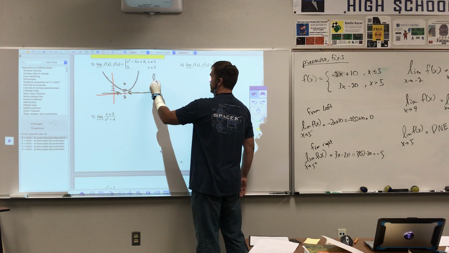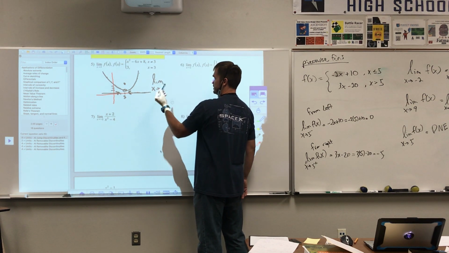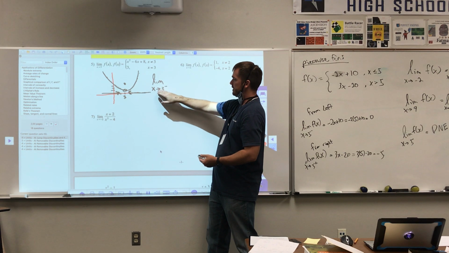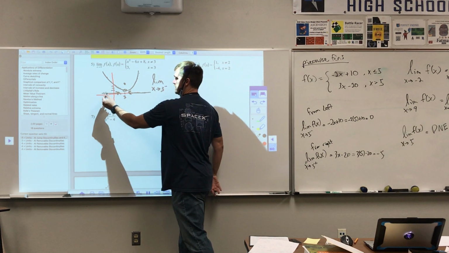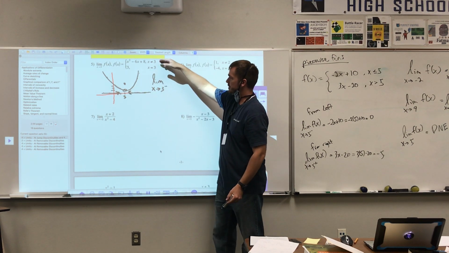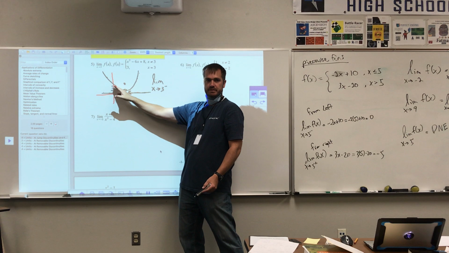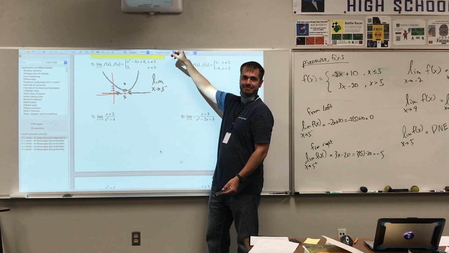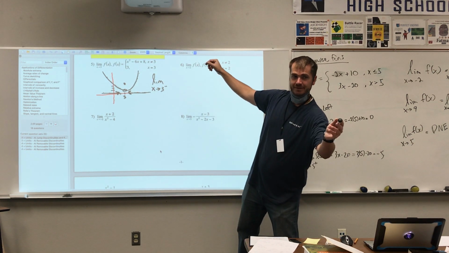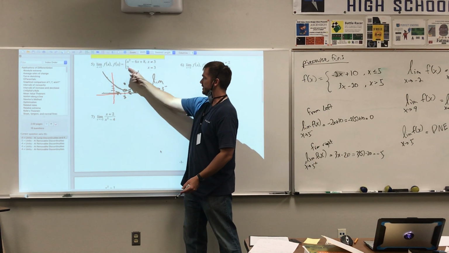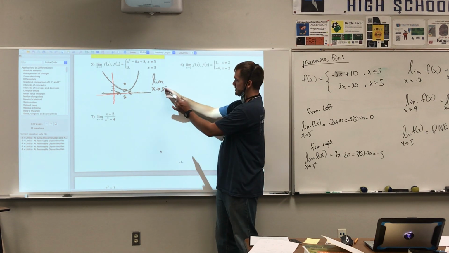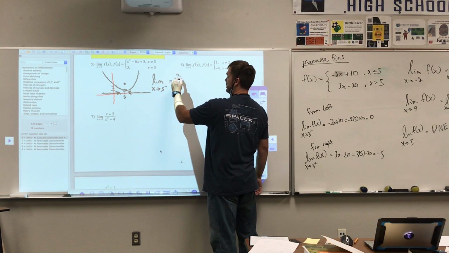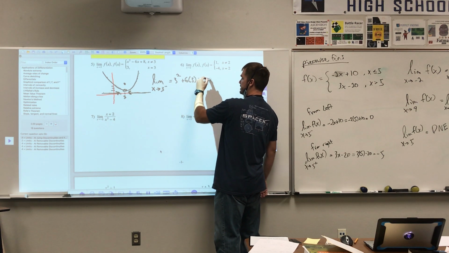So let me just write it out a really long way. Let's evaluate it like we did the previous one. What is the limit as x approaches 3 from the left? Sarah, which function rule am I following when I'm on the left territory over here? The top function or the bottom function? Did you say top? Yeah, it's top, because the only time I'm ever going to be following this is when I'm actually at 3. But as I'm approaching 3 from the left, I'm following this formula. So it's going to be 3 squared plus 6 times 3 plus 8.